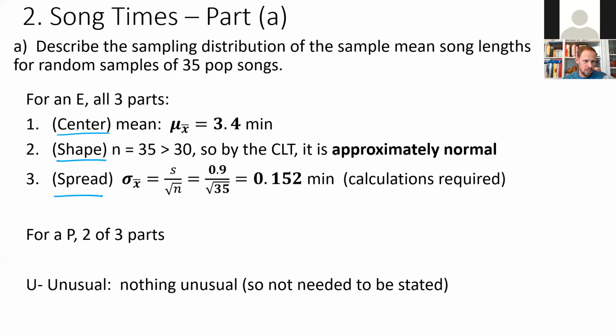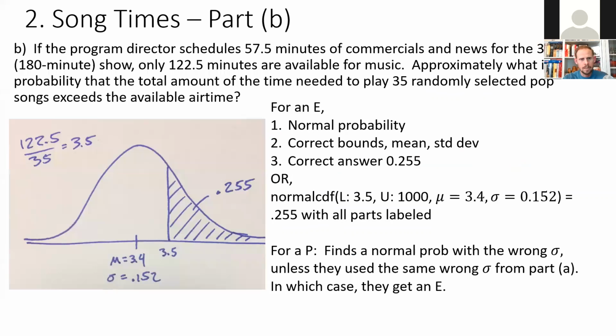All right, so for the first one, the center, 3.4 is the mean. Shape, normal by CLT. That's what we were looking for. And spread, the standard deviation. Calculations required, or maybe they wanted that, actually. And if you have 2 of the 3, that got you a P. If you said nothing unusual, that's fine. It wasn't needed for this one. They didn't care.